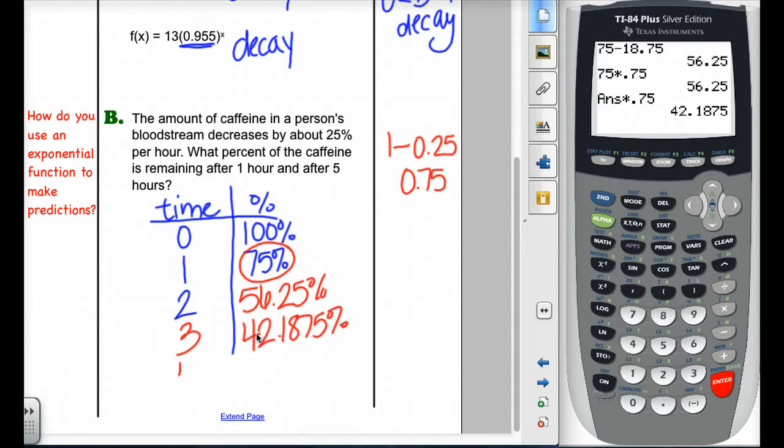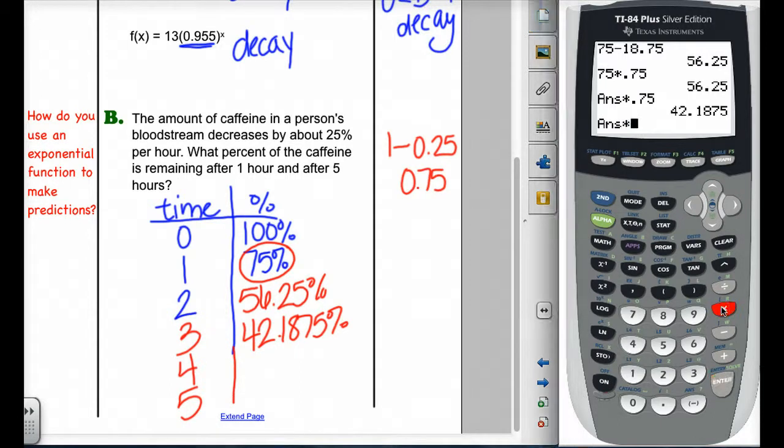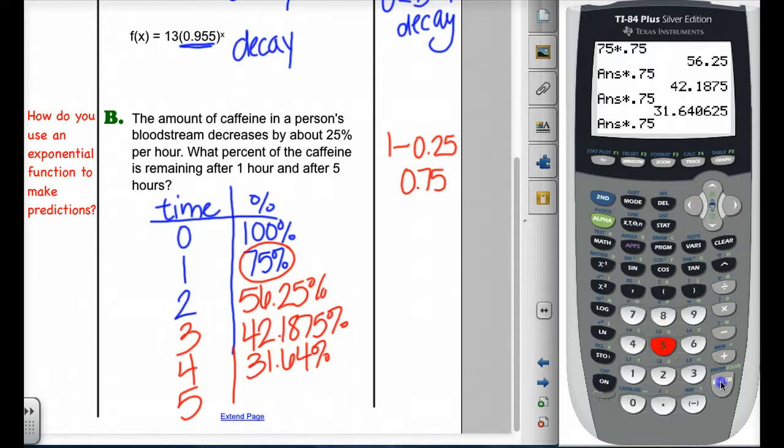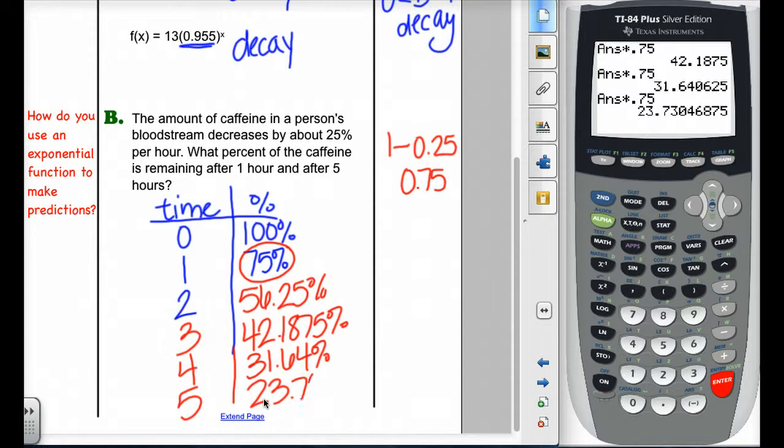Well then, after 3 hours, we're going to take that 56.25 times 75% of it, and we get 42.1875%. Then after 4 hours, we still have to go to 5. After 4 hours, we're going to take that 42.1875 times 0.75, and we get approximately 31.64%. We'll round at this point. And then for 5 hours, we'll take that times 0.75, and we get an answer of approximately 23.73%. So what we're looking for here is the 75% and the 23.73. It's not as easy as just subtracting 25% each hour.